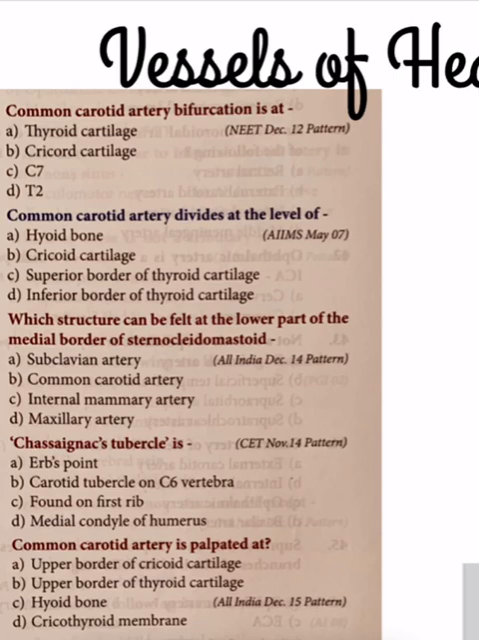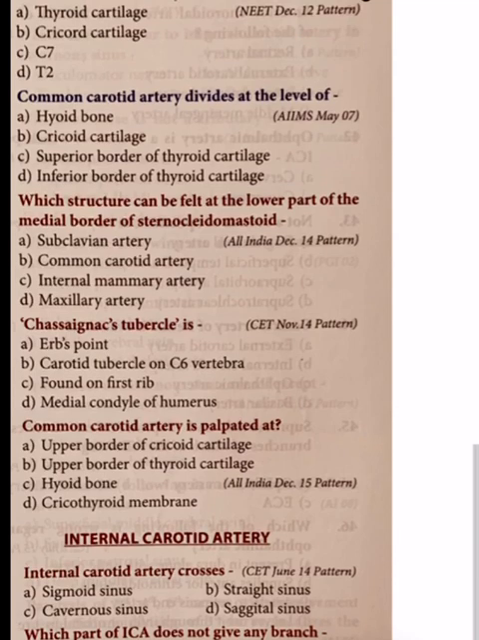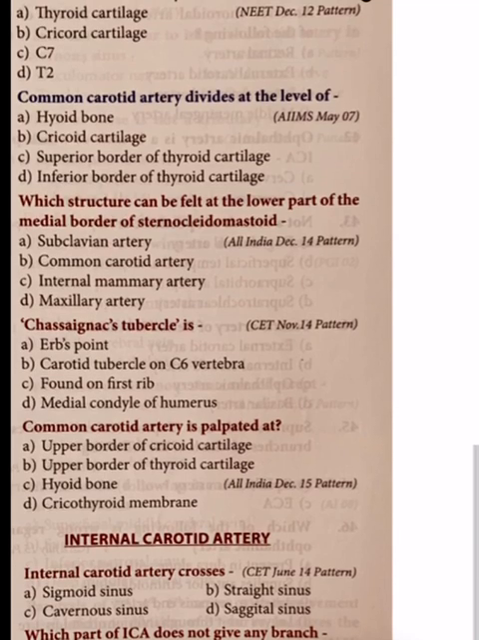Then coming to the second question, they have asked common carotid artery, it divides at the level of, now you can answer this one because we have just now discussed this, it is at the superior border of the thyroid cartilage. Okay, upper border of the thyroid cartilage. Then the third question, which structure can be felt at the lower part of medial border of sternocleidomastoid? Is it subclavian, common carotid, internal mammary, or maxillary artery?